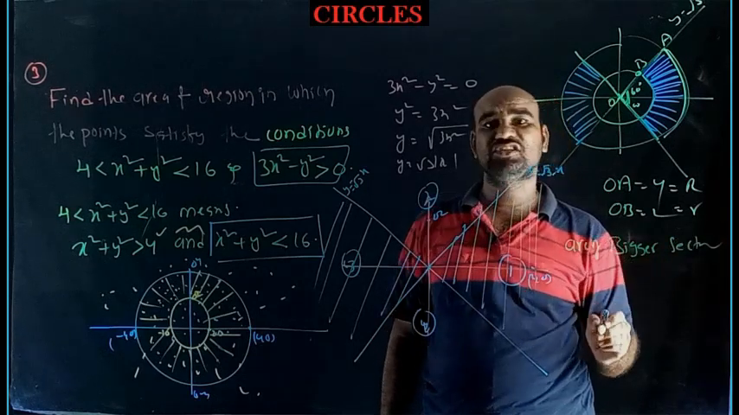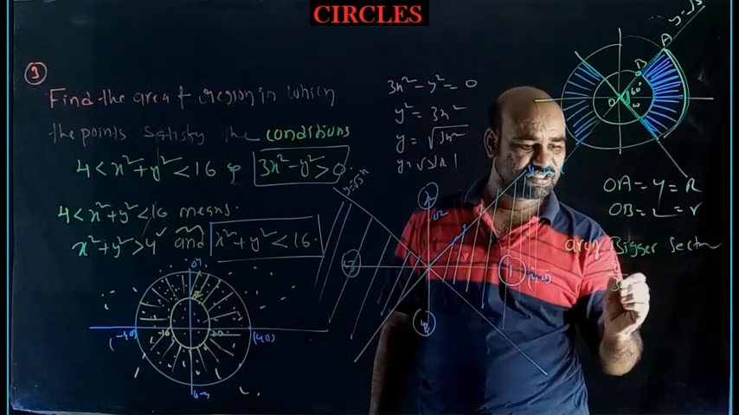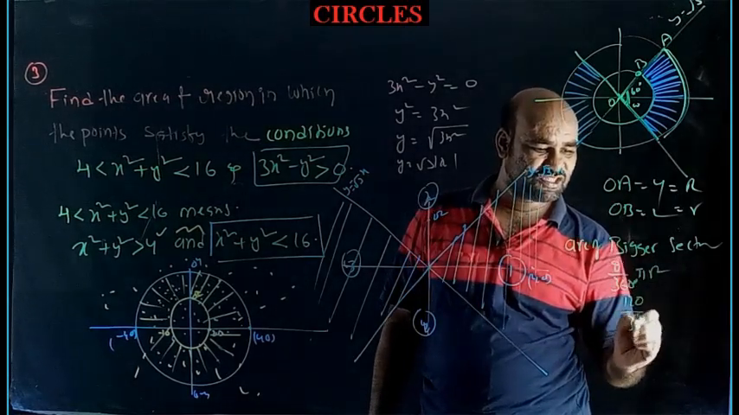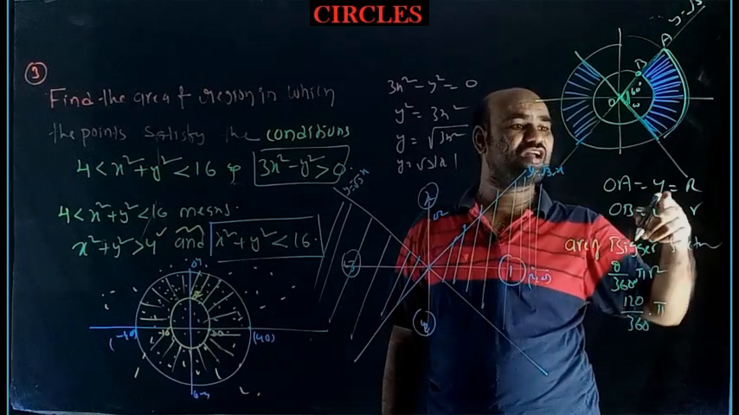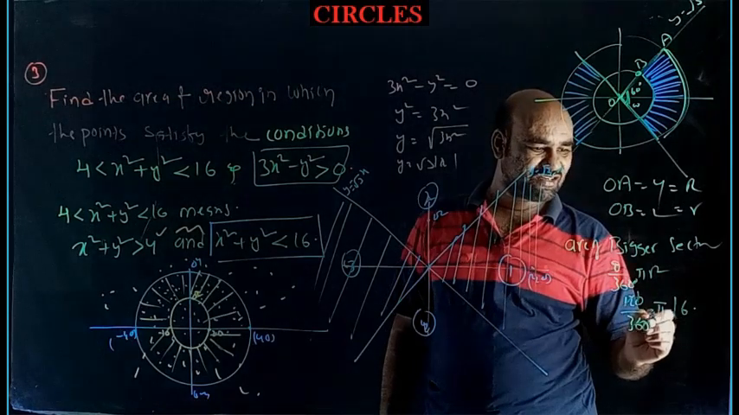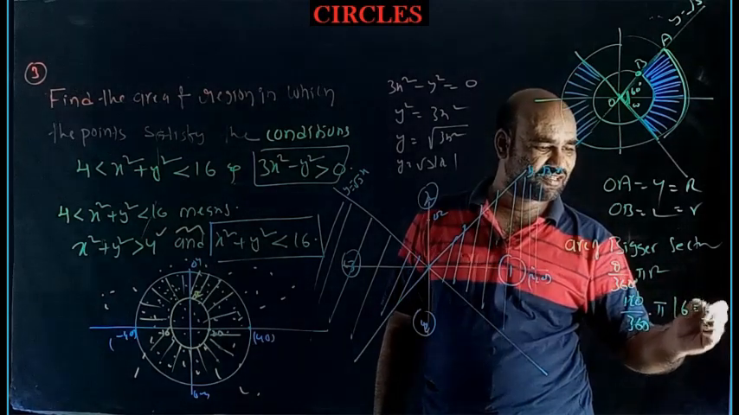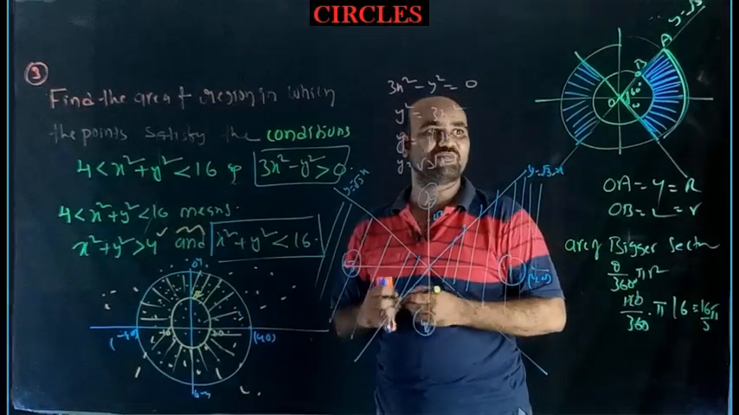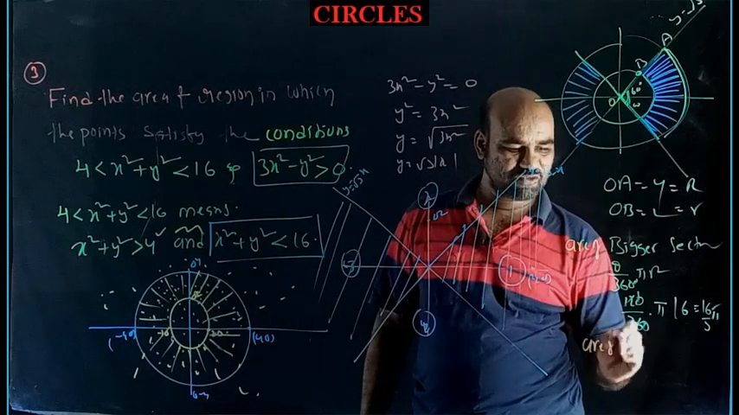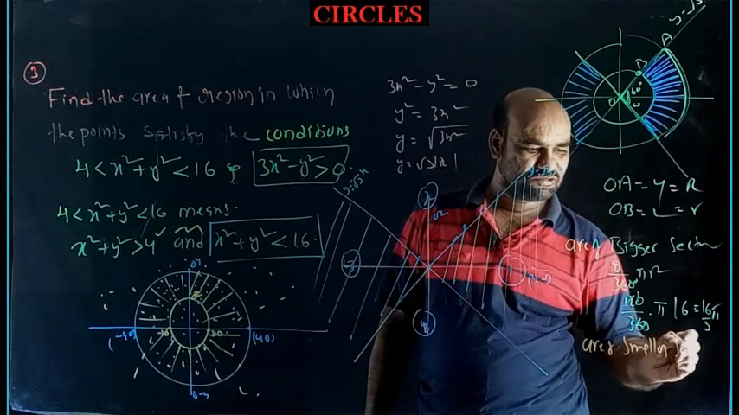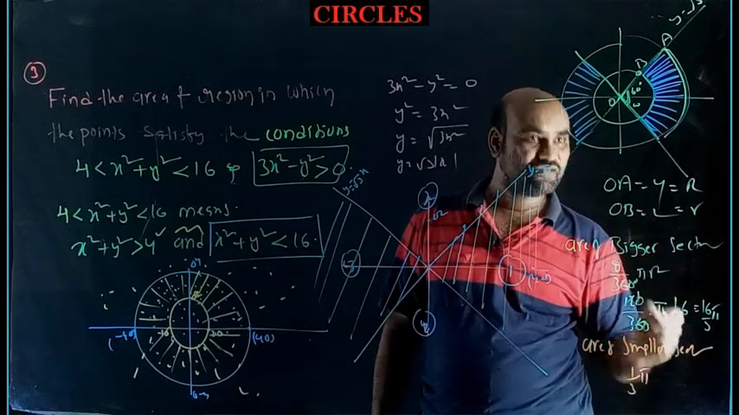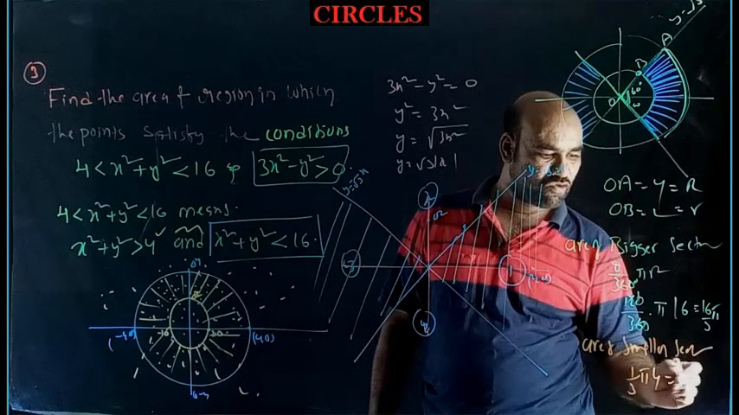is θ/360 × πr² in degrees: 120/360 × πr², r means 4 squared, 16, so 16/3 π is the area of the bigger sector. Now I want to find the area of the smaller sector. Again 120/360 is 1/3, times π times r, which here is 2, so that is 4/3 π.